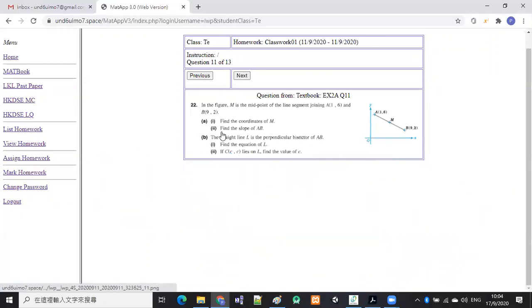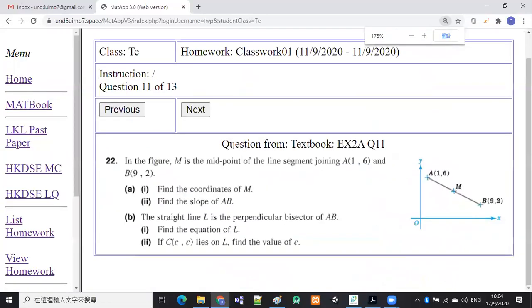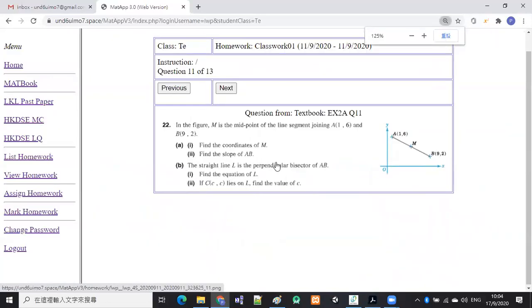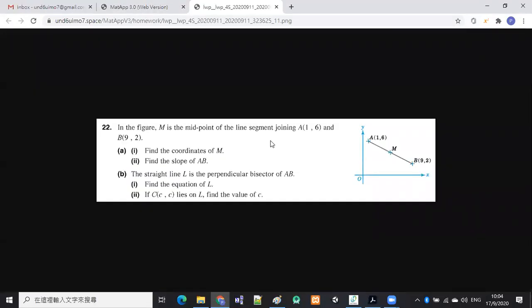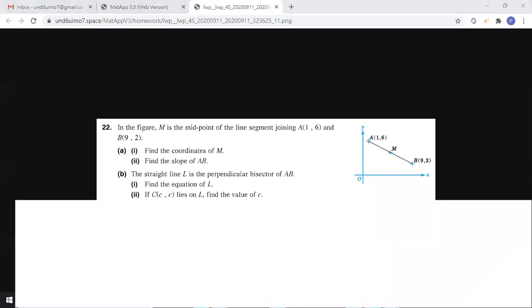Number 22. Please put a star on 22, 22 part B actually. Okay, so I would like to emphasize 22B. But let us do part A first.